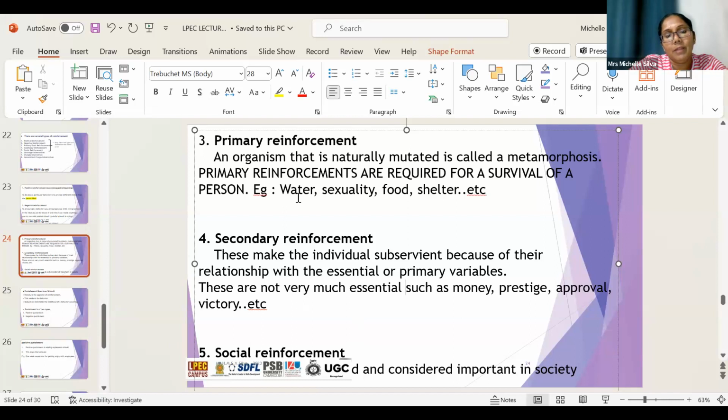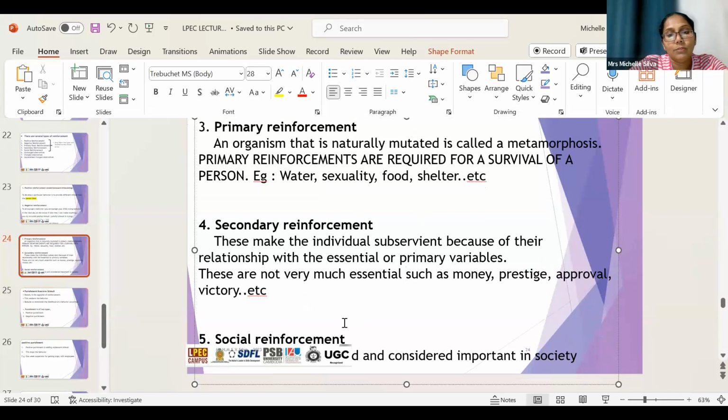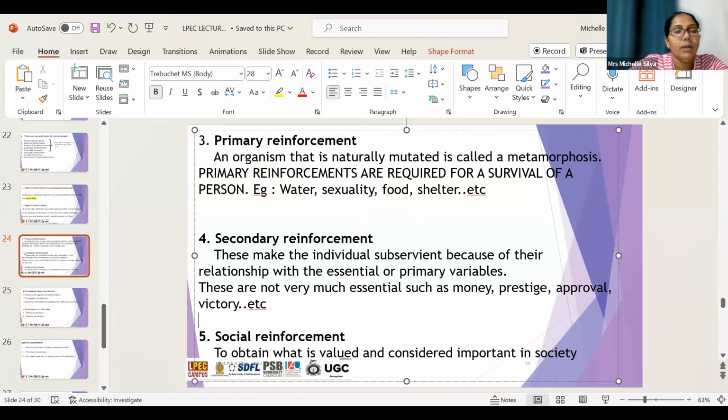So the primary reinforcers are water, sexuality, food, shelter. There's a significant difference between reinforcer and reinforcement. Okay, then social reinforcement is somewhat very similar to secondary reinforcement. As a human being in this society, there are different kinds of people who are eagerly waiting for such reinforcers in the society. Simply, you expect respect from the society.